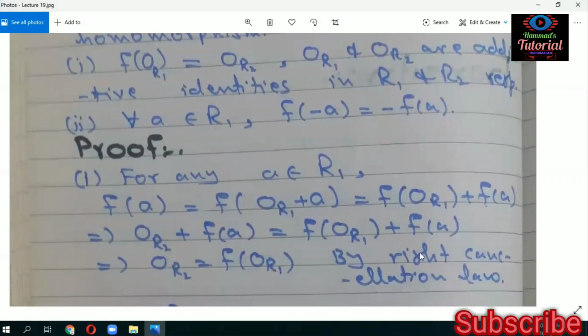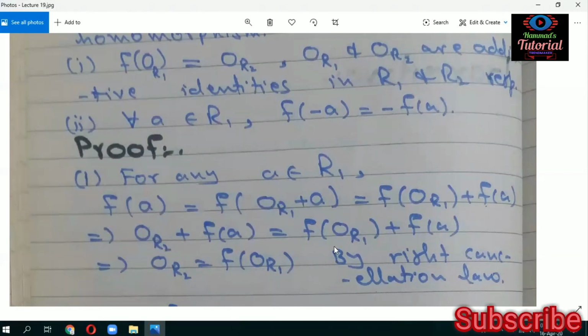Next, we prove it. For the first part, for any A belonging to R1, of course, F of A can be written as F of 0 R1 plus A. Then as F is a homomorphism, this is F of 0 R1 plus F of A. Now A belongs to R1, so F of A belongs to R2. Since F of A belongs to R2, 0 R2 plus F of A will be definitely equal to F of A. So instead of F of A, on the left hand side we write 0 R2 plus F of A, and this is equal to the right hand side, F of 0 R1 plus F of A.